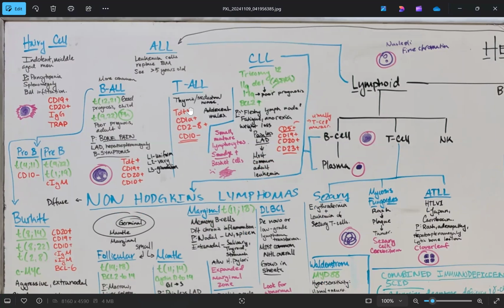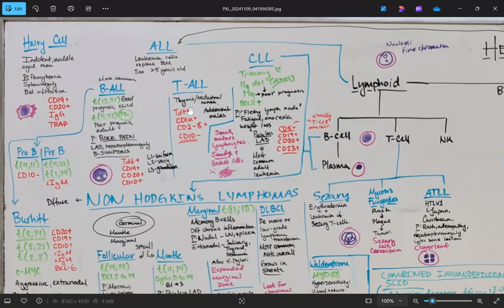But what will really get you there is the histology. It's named hairy cell because your lymphocytes will have basically hairy cytoplasm. It'll look spiky, pokey, fuzzy. And then for lab values, you'll have your CD19 and 20, because again, lymphocytes. And then you'll have IgG, but the big important thing to note here is that it'll be TRAP positive.